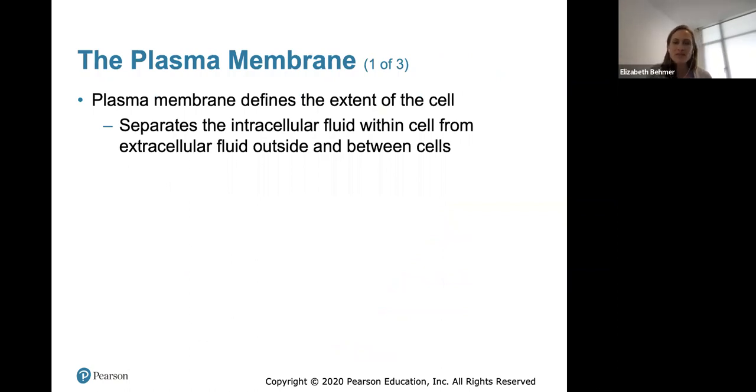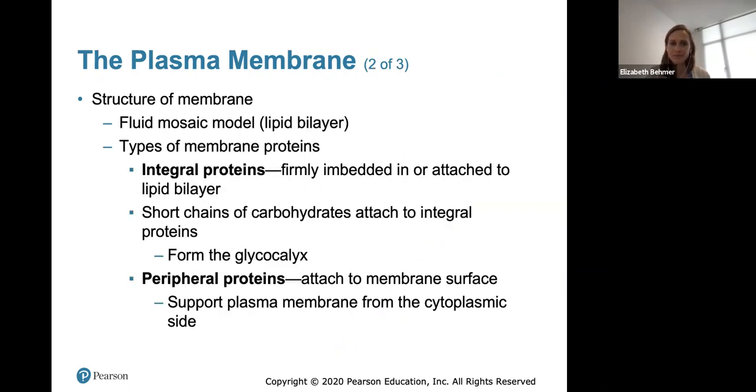The plasma membrane defines the extent of the cell, so it keeps things inside the cell, which we call intracellular fluid, from the extracellular fluid outside and between cells. The structure of the membrane is what we call a fluid mosaic model made up of a lipid bilayer, so two layers of lipids. There are different types of membrane proteins. The integral proteins are firmly embedded or attached to the lipid bilayer. You have short chains of carbohydrates that are attached to these integral proteins. And then the peripheral proteins are attached to the membrane surface, which support the plasma membrane from the cytoplasmic side.